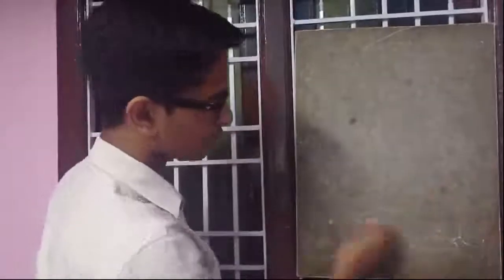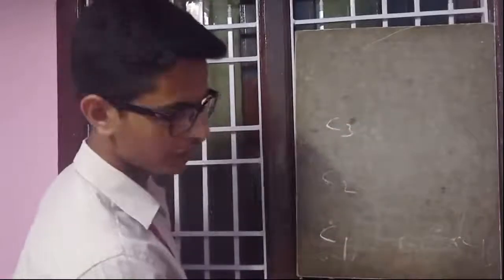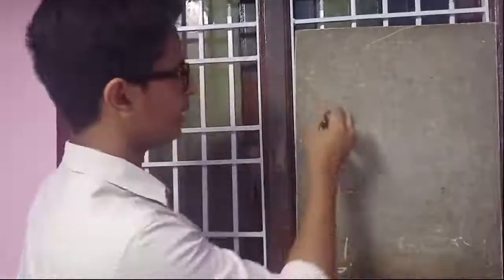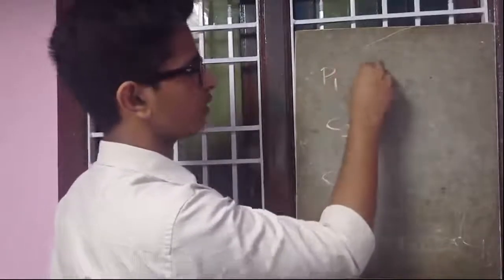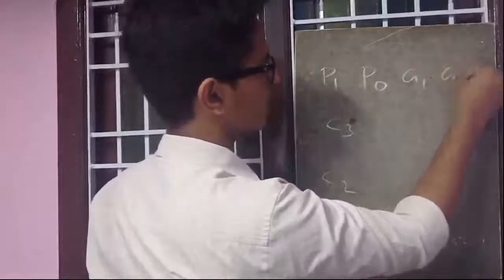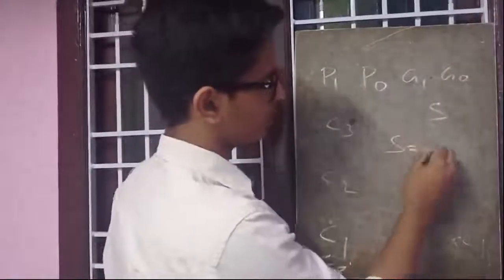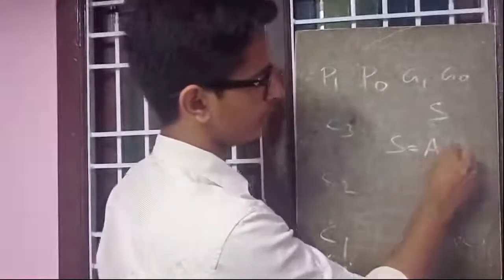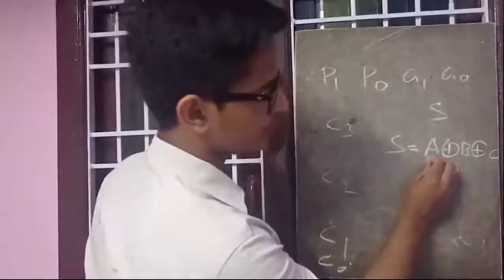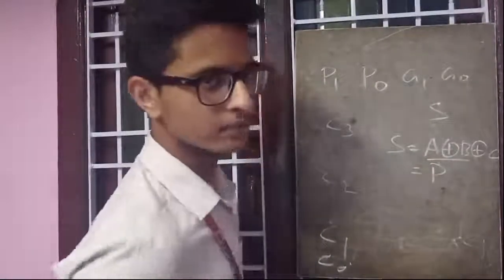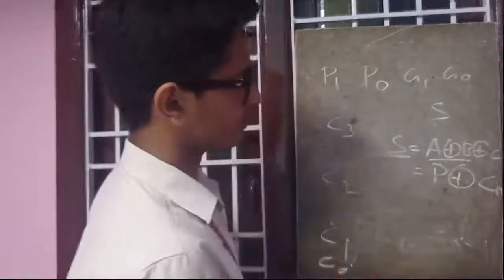See here we get the values of C1, C2, C3, and initially we are provided with the carry C0, and we also know the values of P1, P0, G1, G0. So depending on these values we can get the sum, because the expression for sum is A XOR B XOR C. Here observe A XOR B is nothing but P, the propagator, and the XOR operation between the propagator and the carry input gives the value of sum.